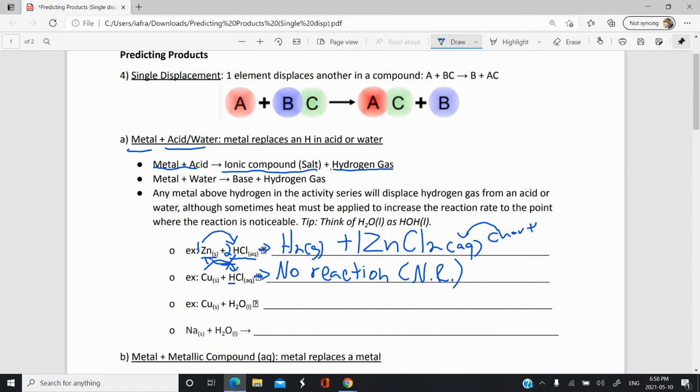So now let's try an example with water. So when we do an example with water, what I like to do is I like to think of water as HOH. And then that's still liquid here. So you're going to see if copper can kick out one of the H's, not both. But as we saw in our reactivity series, copper is not more reactive than hydrogen, so it can't do that. So this one here is going to be a no reaction as well.